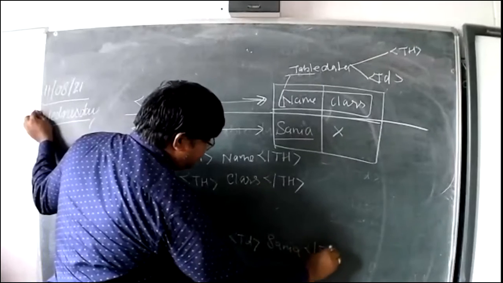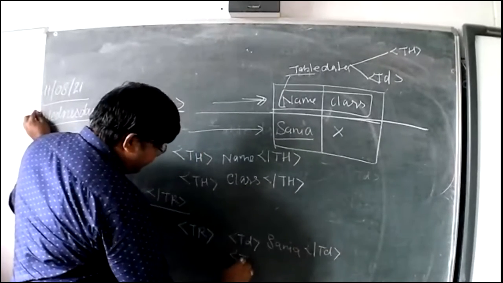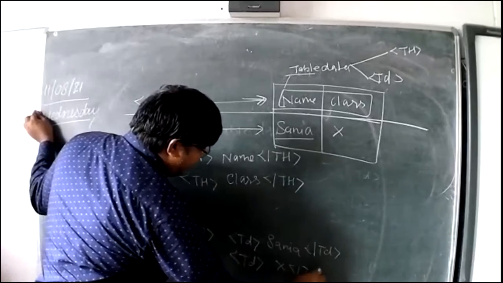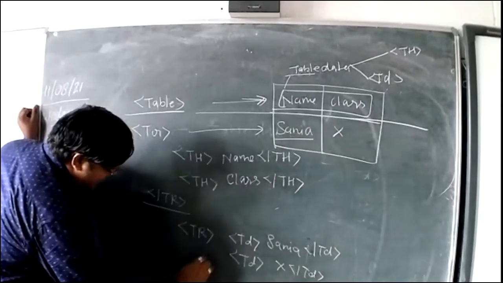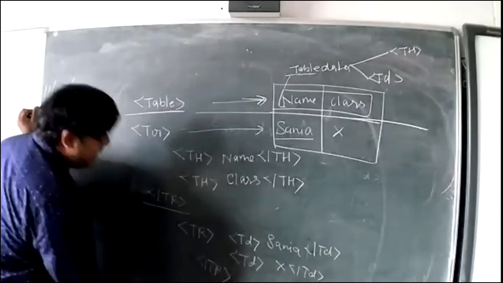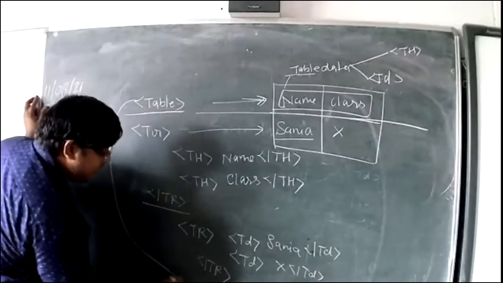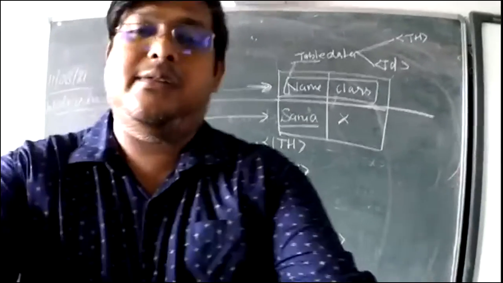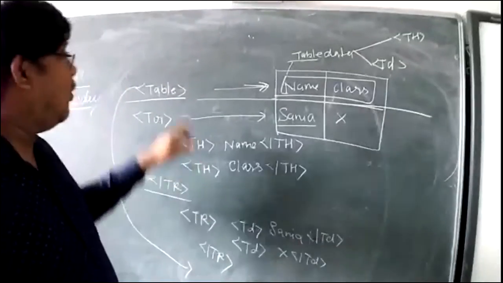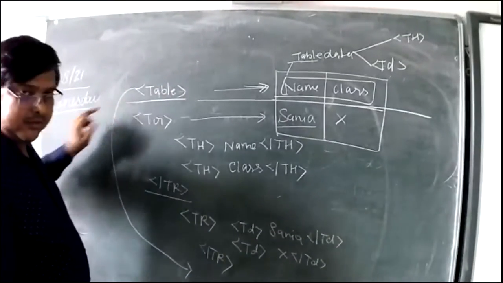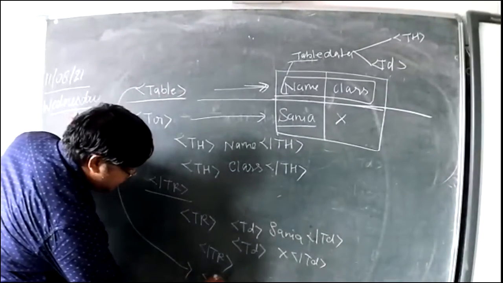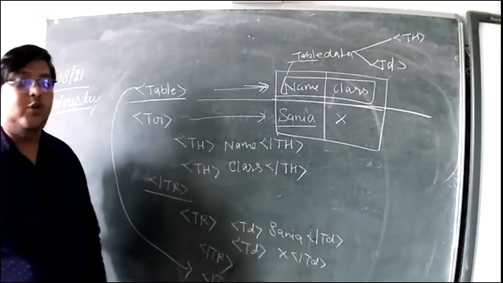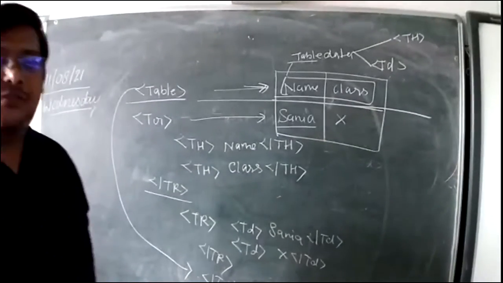Then td will close. Then again td, then class. Again td will close, and then finally I will close the tr. And in the last, when all the rows and columns are represented, then we will close the table tag. Then I will close the what? Table. So like that we have to do the programming of table.